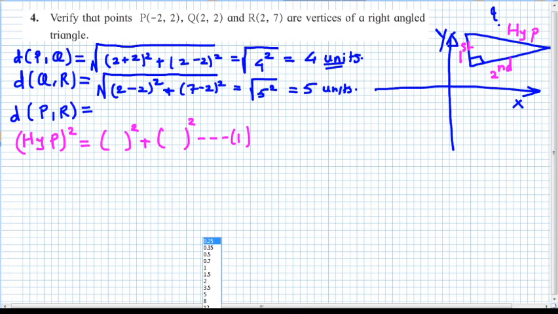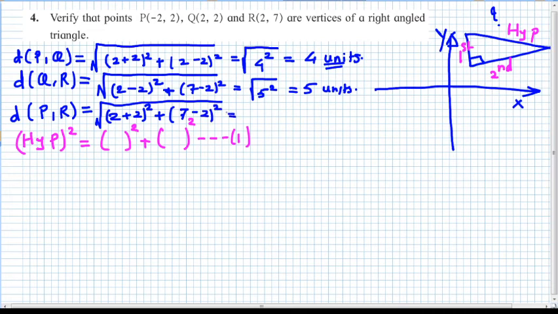Now which one we will check? Let us go for distance PR. So how will we find out distance PR? Again the same formula. What will be that? PR. So 2 plus 2 the whole square plus what will come, 7 minus 2 the whole square. So how much will that be?